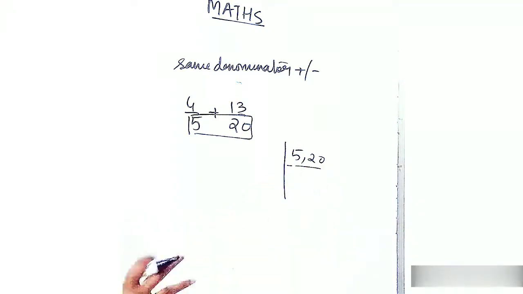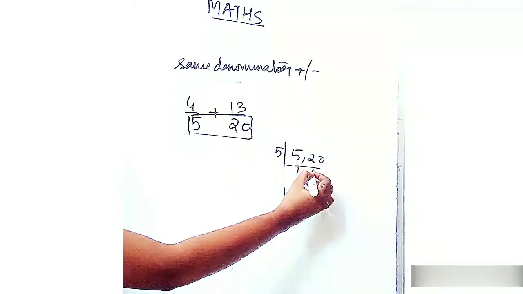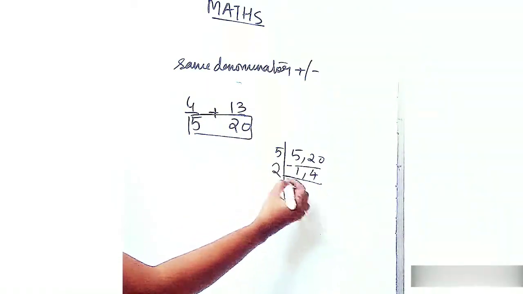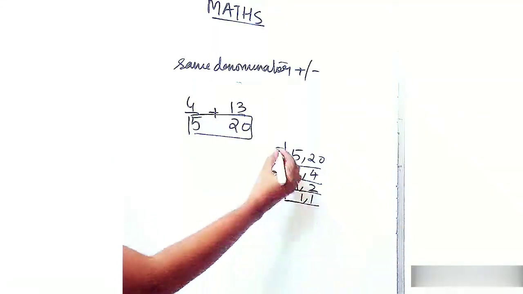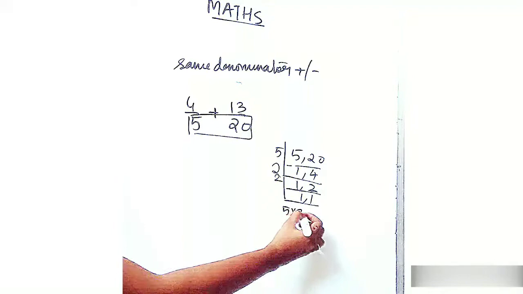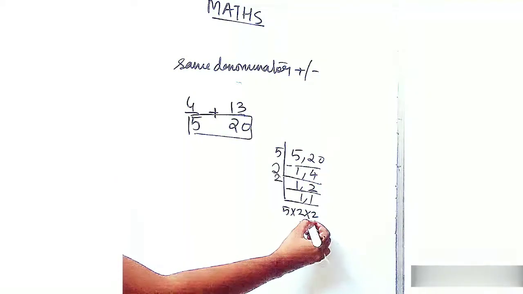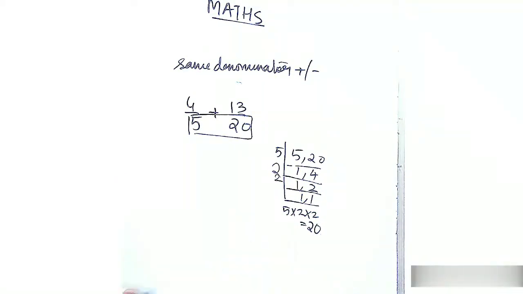Now 5 and 20, think of a number where 5 and 20 come in the 5 table. 5 ones are 5, 5 fours are 20. Now 4 will come in the 2 table: 2 ones are 2, 2 twos are 4. So this is 5 into 2 into 2, and the answer is 20. So the LCM is 20, student.